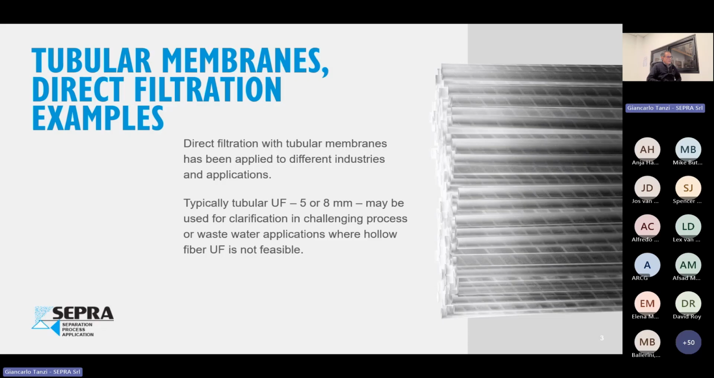In this case, we see the possibility to use different types of membranes, both 5 and 8 millimeter tubes in the case of PVDF tubular membranes, because in some situations the amount of suspended solids is not too much, unlike what normally happens in biological treatment. And so a smaller dimension channel may be interesting because of the higher membrane area per module.